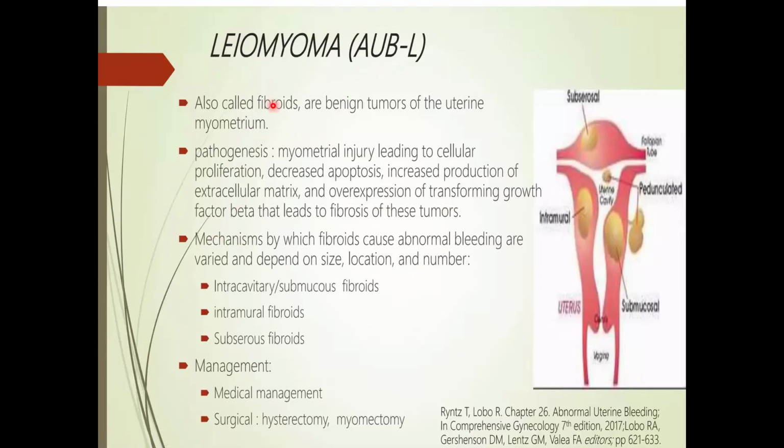Leiomyoma or AUB-L, also called fibroids, are benign tumors of the uterine myometrium. The pathogenesis is myometrial injury leading to cellular proliferation, decreased apoptosis, increased production of extracellular matrix, and overexpression of transforming growth factor beta that leads to fibrosis of these tumors. The mechanisms by which fibroids cause abnormal bleeding are varied and depend on size, location, and number, whether intracavity or submucous fibroids, intramural fibroids, or subserous fibroids. Then what is the management? The management is medical management and, surgically, hysterectomy and myomectomy.